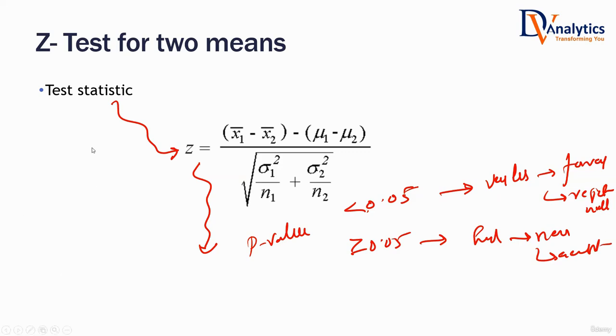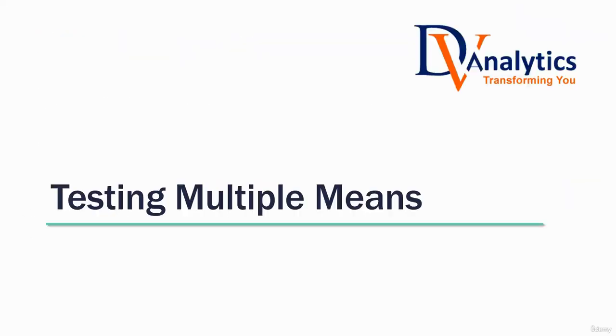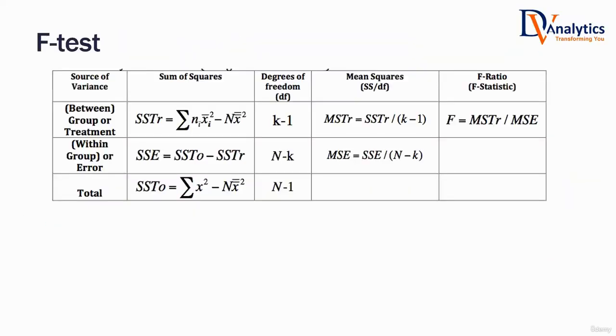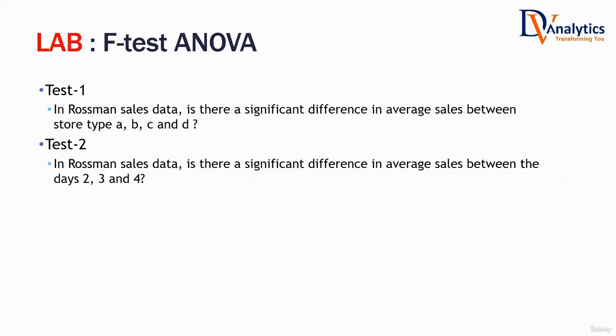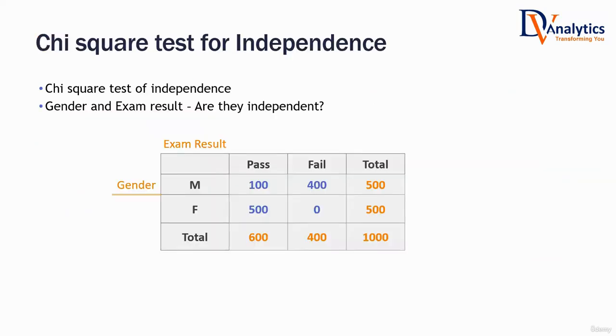Like that, you have a test for 2 means. You have a test for multiple means, which is known as the F test, etc. All these tests are somewhat similar. But there is one test which I have seen discussed in interviews multiple times. I'll explain that test in depth, which is known as the chi-square test of independence.